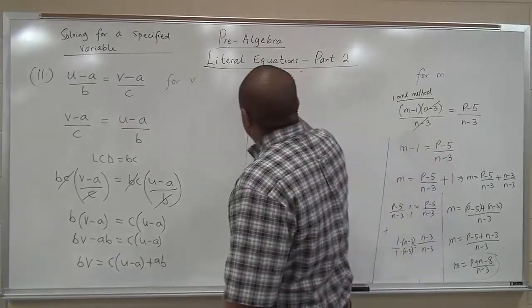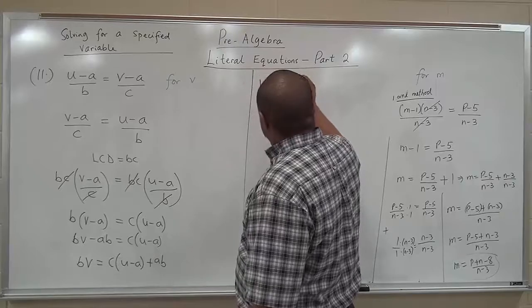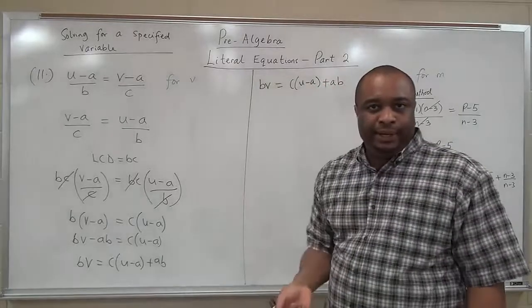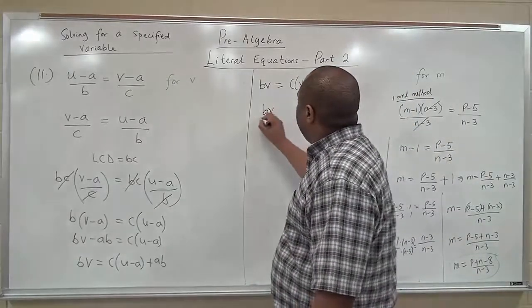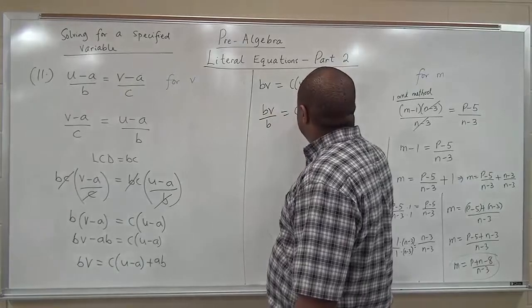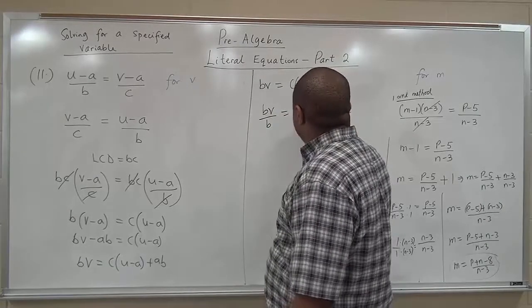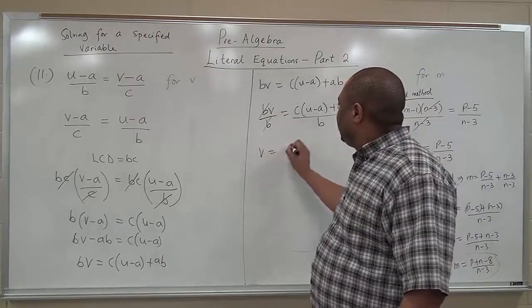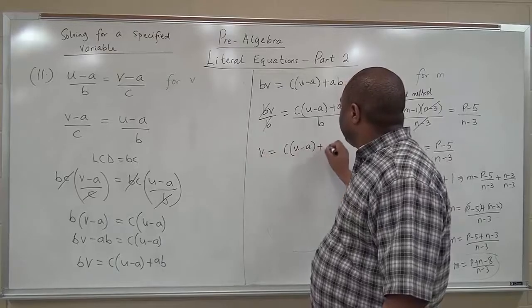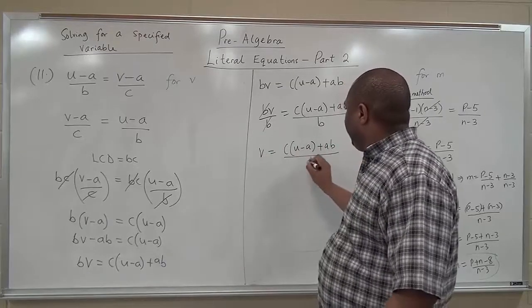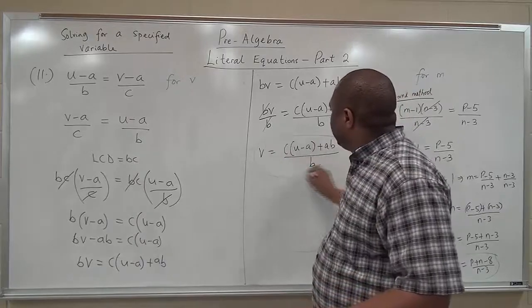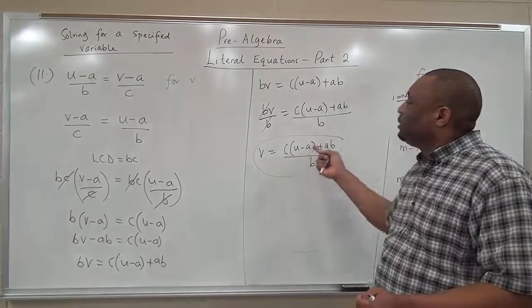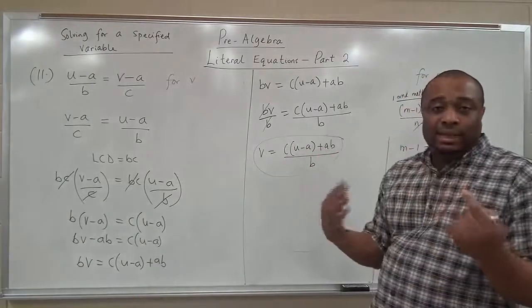We now have that BV will be C times (U minus A) plus AB. We divide both sides by B. So BV divided by B will be C(U minus A) plus AB divided by B. B divides B. We now have that V will be C(U minus A) plus AB divided by B. This answer is correct. Now, some professors will want you to go ahead and still distribute this, even if there is nothing that will cancel out.